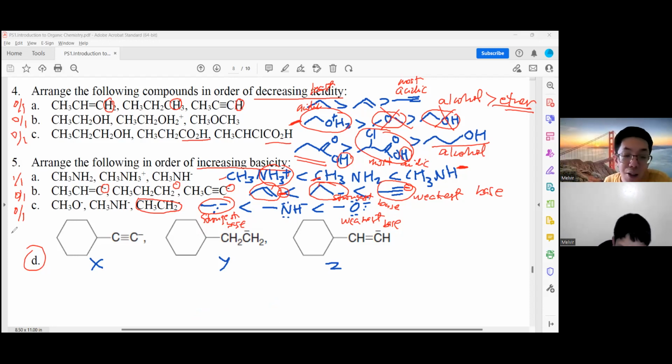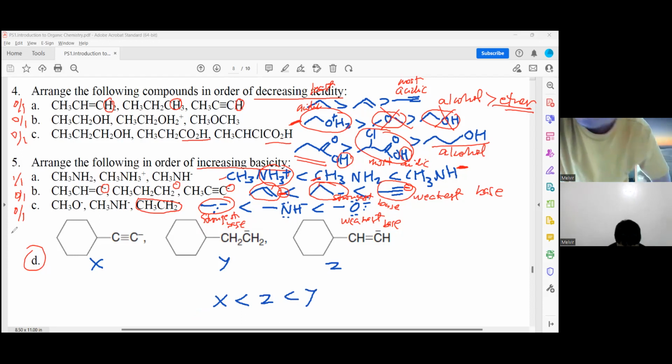Sige, arrange in increasing basicity. Ayan, kasi alam mo na yan. So, magkakaroon ka na ng idea. And then tell me if that is your final answer. Final na po.